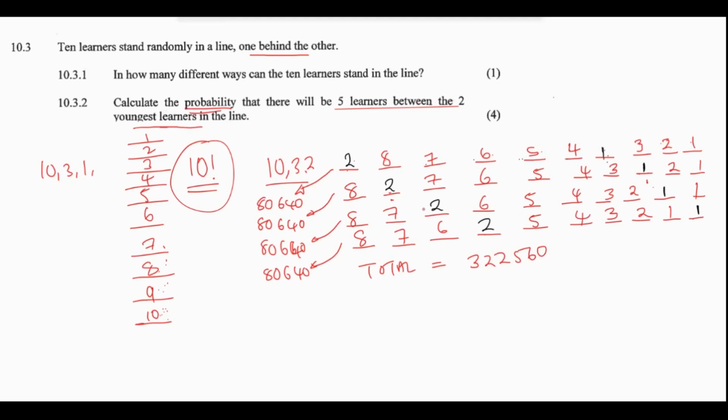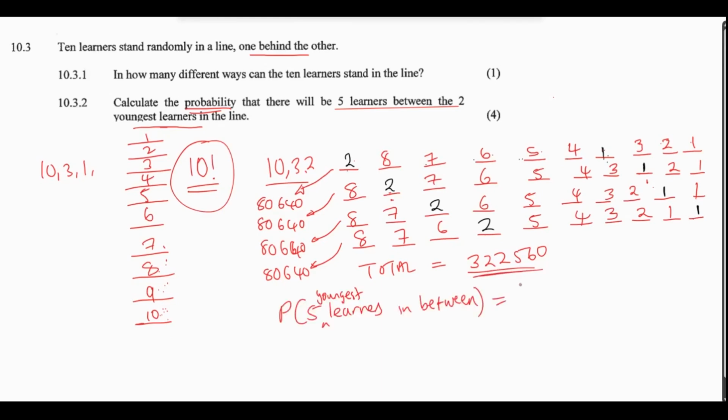in the line. So if there are 5 learners between the two youngest learners in the line, this is the number of the total arrangements. But what is the probability then? The probability should be 322,560 divided by, we got this 10 factorial. Okay, then the answer is what? 4/45.